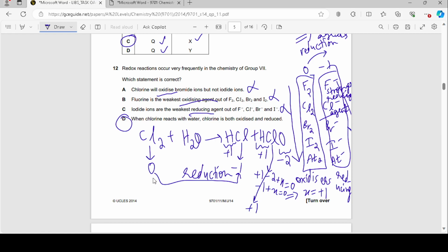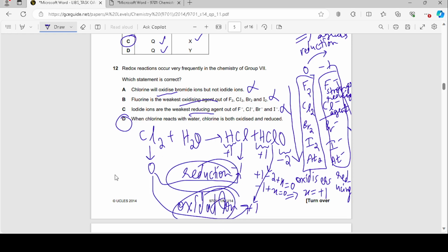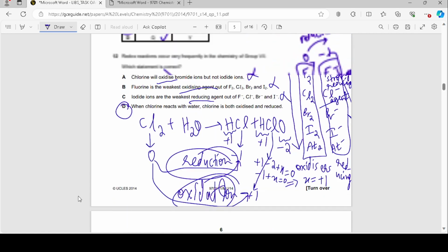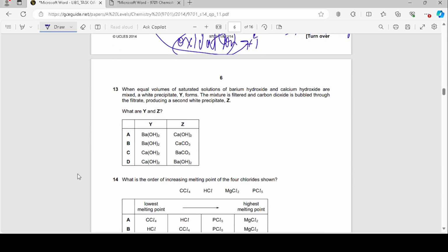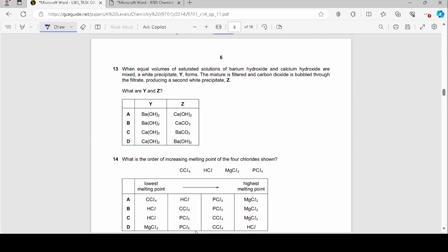If you're going from 0 to +1, that is in fact oxidation. So yes, I am having simultaneous reduction and oxidation of chlorine. So it is definitely a disproportionation reaction, and so D is correct. Okay, so yeah, D is right. Anyways, next question.